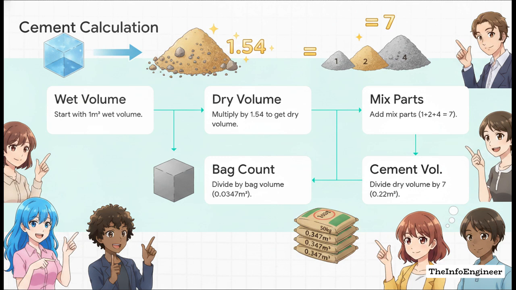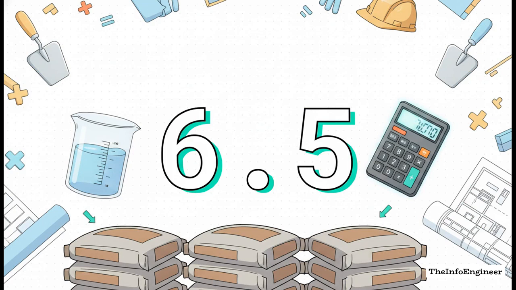And finally, step 5, cement is usually delivered in 50 kilogram bags, and one standard bag occupies a volume of exactly 0.0347 cubic meters. So we just divide our 0.22 by 0.0347. If you run that math, boom, you get 6.34 bags. This establishes the unbreakable rule of thumb. You always need 6.3 to 6.5 cement bags per cubic meter for a standard 1-2-4 mix.